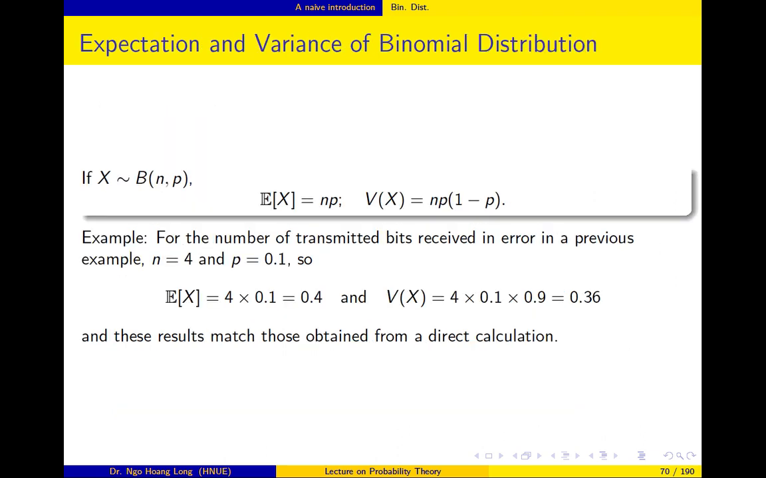Now we show the expectation and variance of the binomial distribution, and we can prove that if X has binomial distribution B(n, p), then the expectation of X is np, and the variance of X is np times 1 minus p. Okay. You can see how to prove this in the textbook. I will skip it.